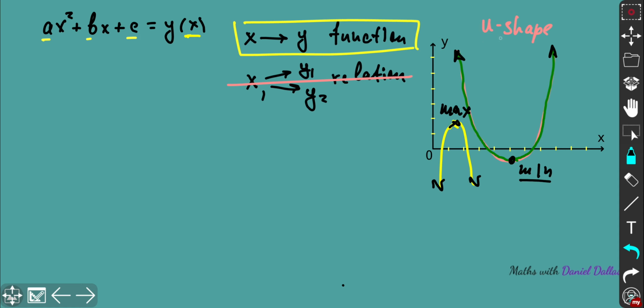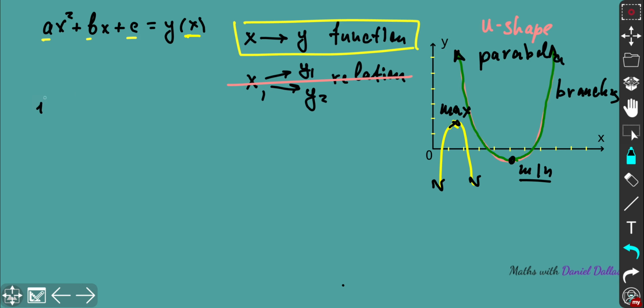In both cases, it's a U shape and it has branches, the branches of the parabola. This graph is called a parabola. But this is general stuff. What about details? What about points that are really critical in order to determine the behavior of the parabola?